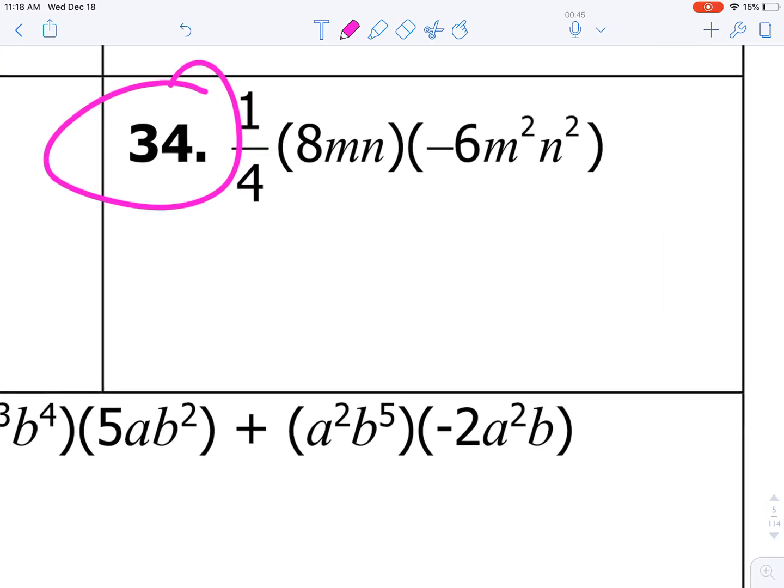All right, 34. So now I got to multiply my numbers. I got to go a fourth times 8 times negative 6.